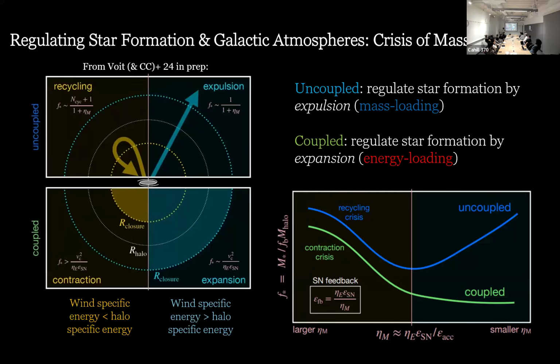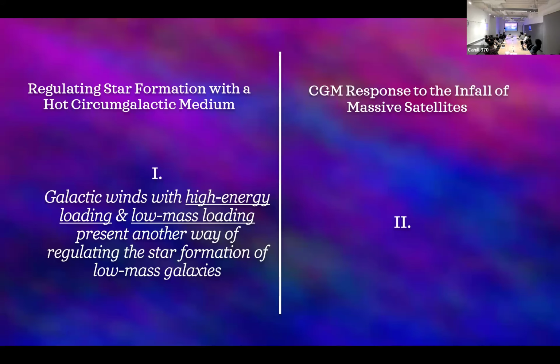And so that's why we think there could be a lot of promise in thinking about this regime where winds can efficiently couple to the CGM, where energy loading takes center stage in this regulation. And so with that, I give you the key take-home message from this first part, which is that high energy loading and low mass loading can present another regime and parameter space that is really worth probing and thinking about for star formation in these low mass systems.